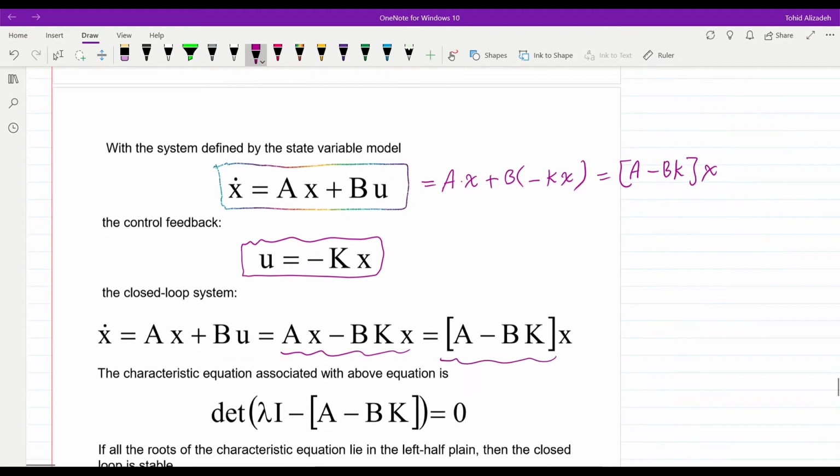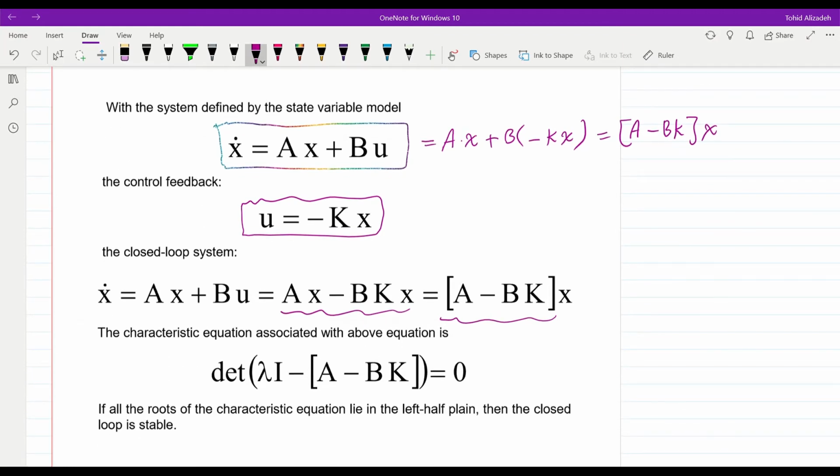And now we can form the characteristic equation associated with the system that we have here. The characteristic equation will give us the poles of the closed loop system. And we will get it in this form: determinant of (lambda I minus (A minus B times K)) equal to 0. This will give us the closed loop poles of the system.